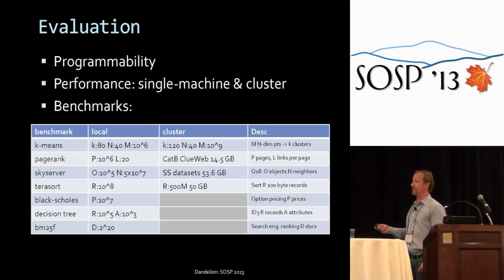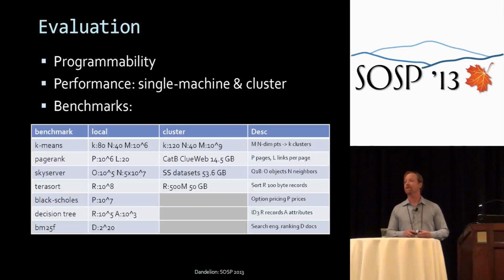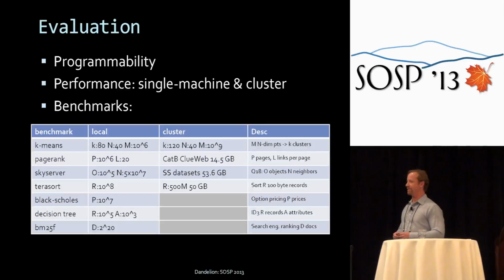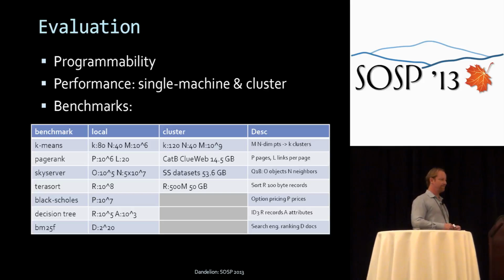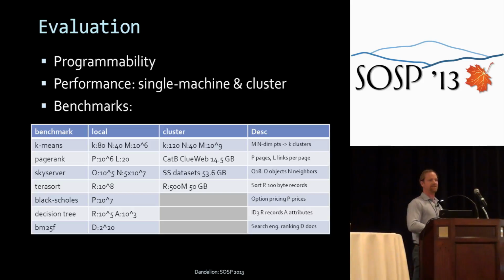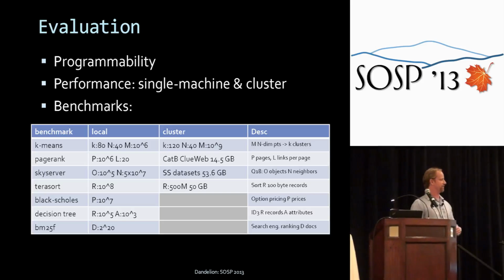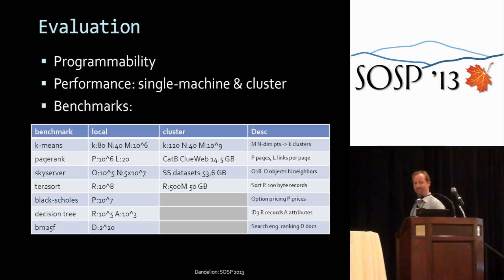So hopefully at this point I've given you some sense of how Dandelion works, and I want to move on and give you a taste of the evaluation that's in the paper. So we're really interested in 2 questions in our evaluation. First, have we improved the programmability of the system? And second, if so, at what cost in performance? What is the trade-off between performance and programmability?